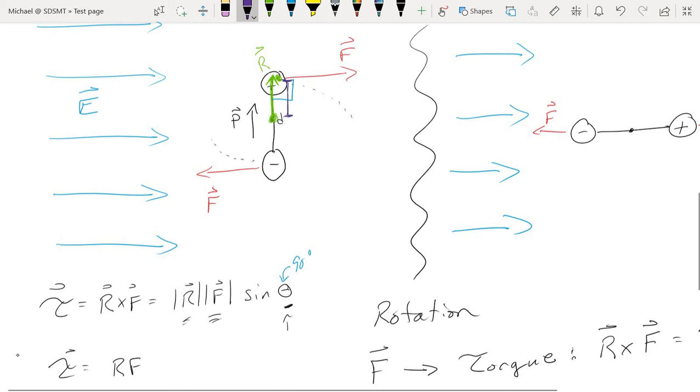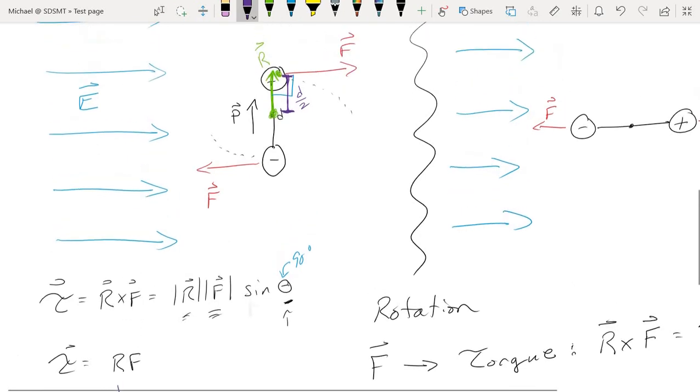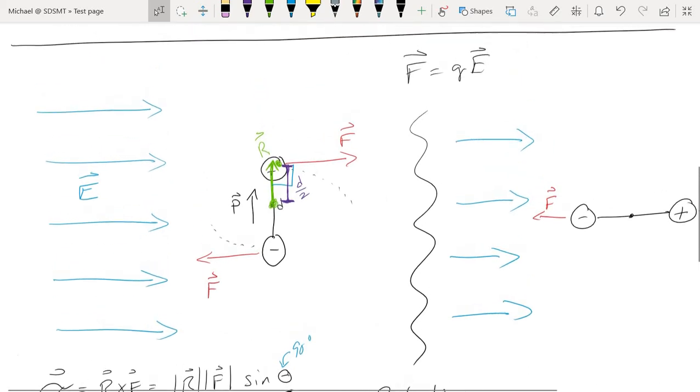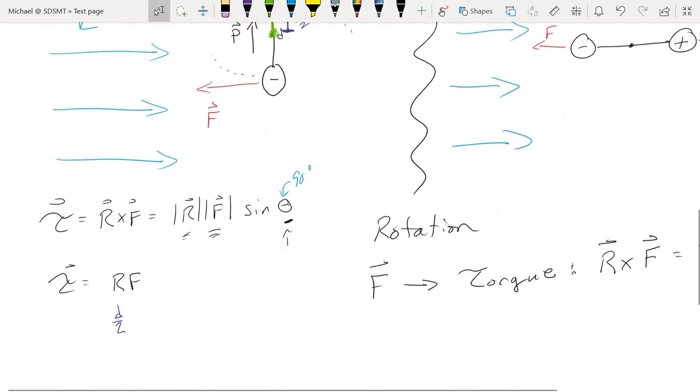The distance for R, where we have to apply the force, is just half of the separation distance between the two charges. That's d over 2. So I can replace R with d over 2. But then that force, well, we've been using that expression since the beginning of the chapter, QE. We can sneak that in there.